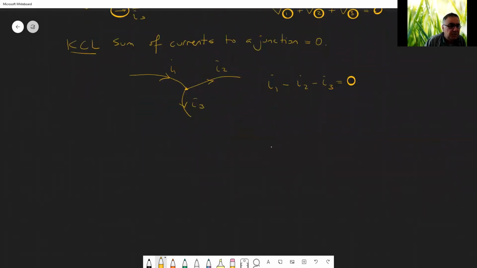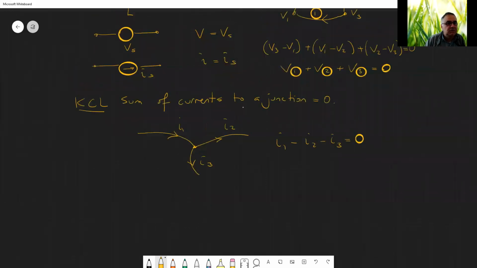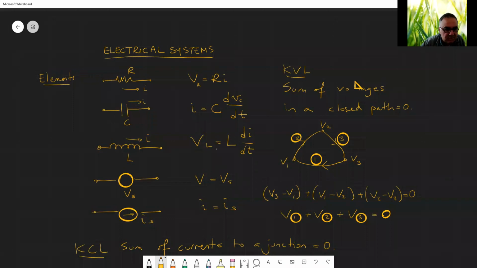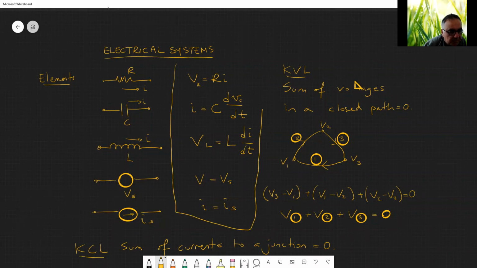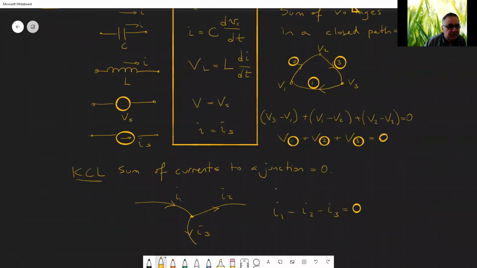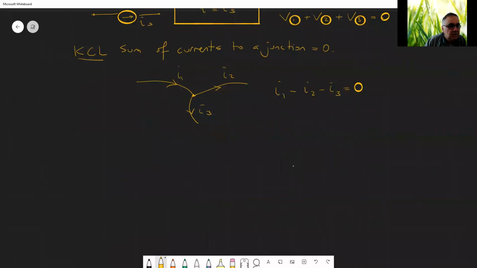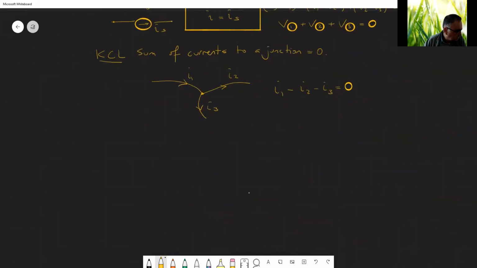The other is the compatibility equation, the voltages, the KVL. We use these laws and the elemental equations to derive the equations for the electrical systems. These are the equations that describe the system. The equations in the box plus KCL and KVL allow us to derive the equations and differential equations that describe a system.